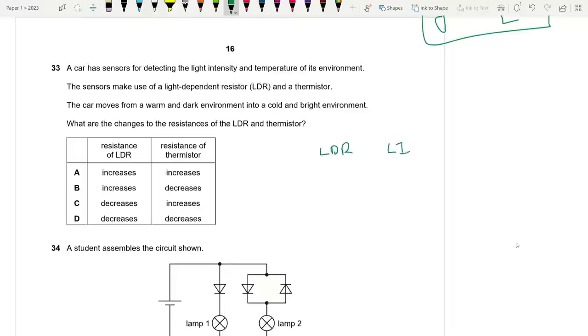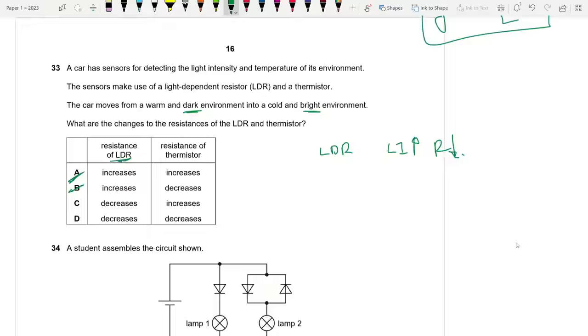So for LDR, if light intensity increases, it's the opposite, okay? Resistance will decrease. So we went from dark to bright. So light intensity increased, so resistance will decrease of the LDR.